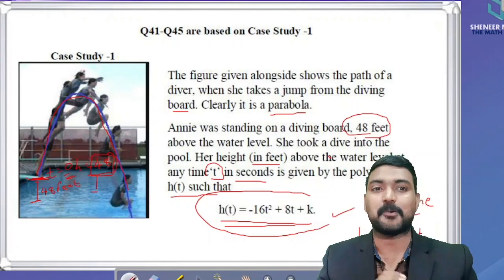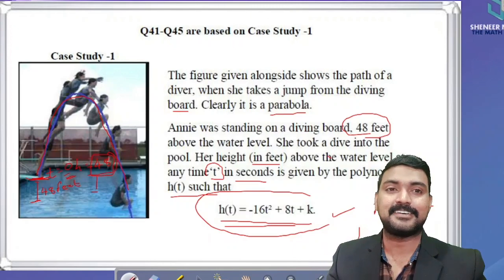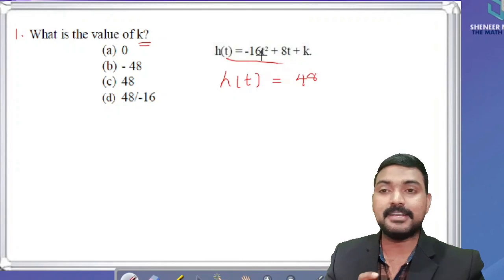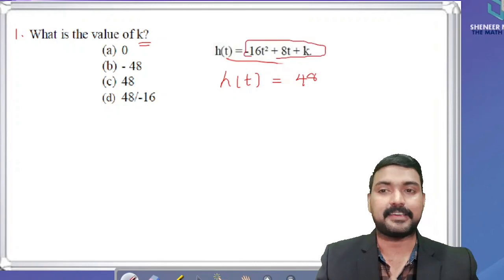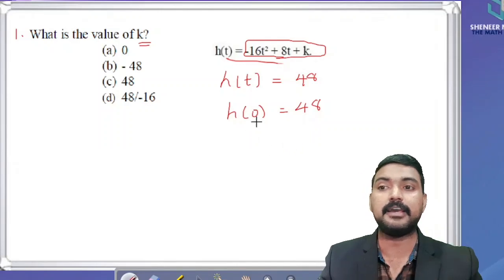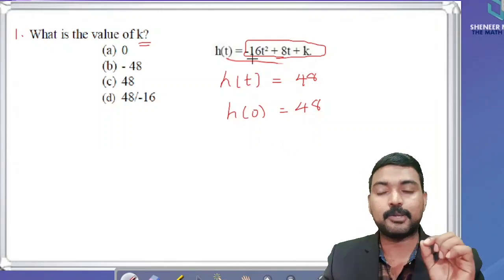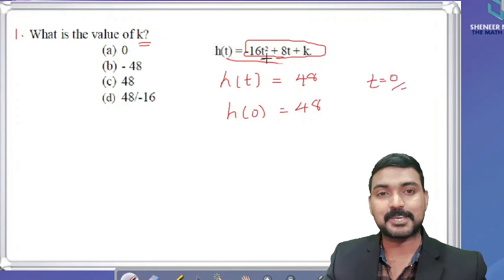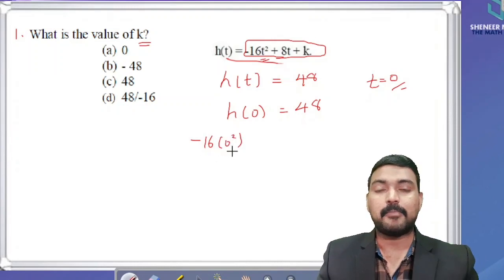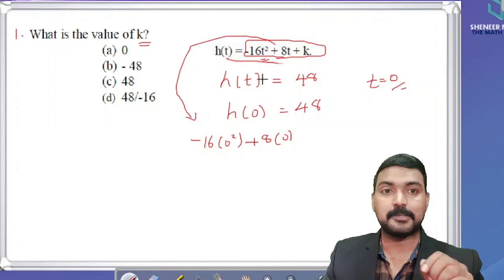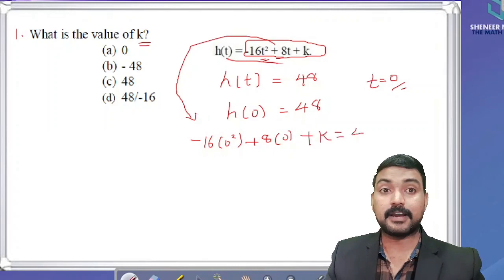Starting point means the time will be 0. At the time t equal to 0, the height is 48 feet. So, this equation h of t is equal to minus 16t square plus 8t plus k is the height. When t is equal to 0, at the starting time she is standing at the height 48 feet. So, this equation will be equal to 48. When will it be equal to 48? When time is 0. So, we can put t is equal to 0 in this equation. This equation becomes minus 16t square plus 8t plus k is equal to 48. When? At the beginning. At the beginning time is 0. Her height is 48 feet.